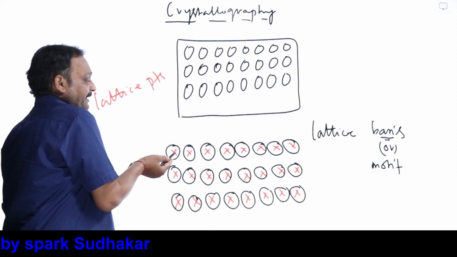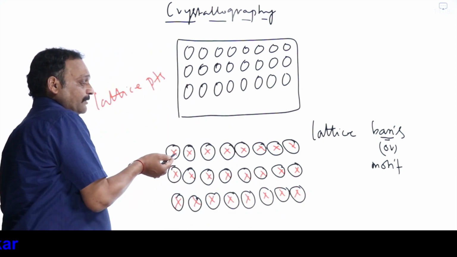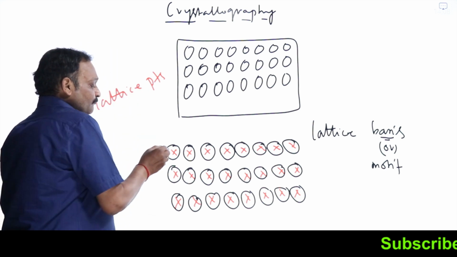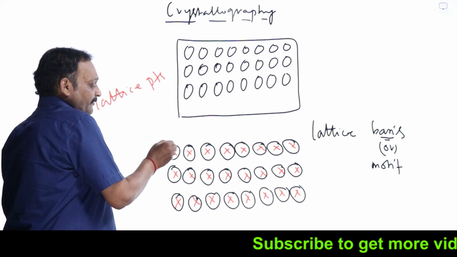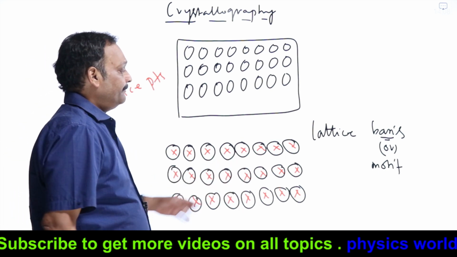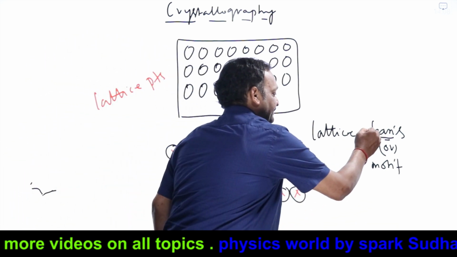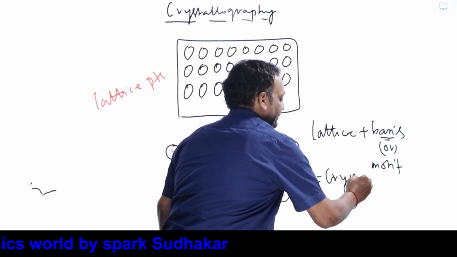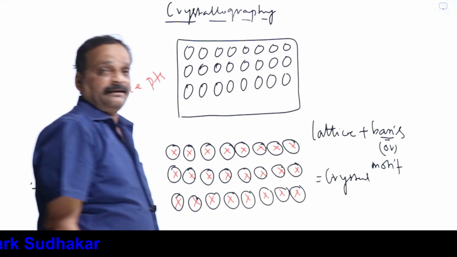Basis. So, what does the basis of a copper crystal contain? One basis contains one copper atom. Which means, at each lattice point, I am putting one copper atom such that I will get the actual copper crystal. So lattice plus basis gives me the actual crystal structure. Lattice plus basis gives me the actual crystal.